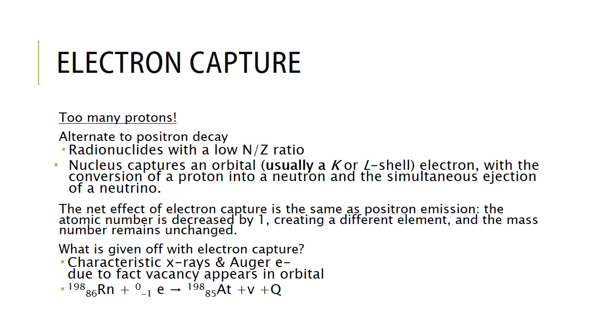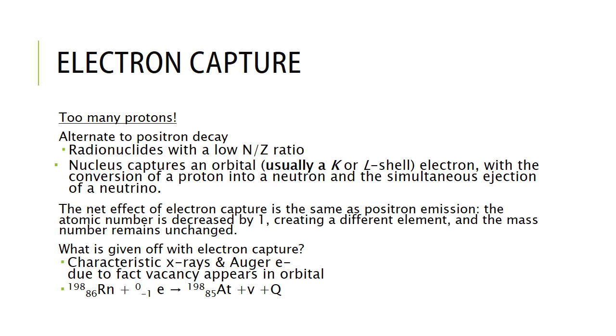Usually that would also be a K or an L shell electron that it's going to capture. And then it would be denoted as a K shell capture or an L shell capture or something like that. But the net effect of that electron capture is the same as a proton emission. So the atomic number is going to be decreased by 1, creating a different element, but the mass is going to remain unchanged. So what else is given off with an electron capture?